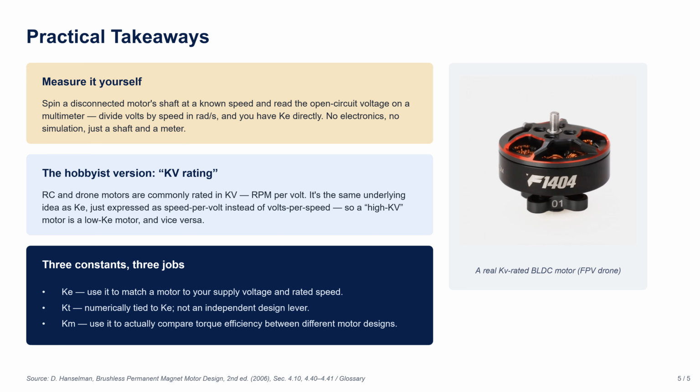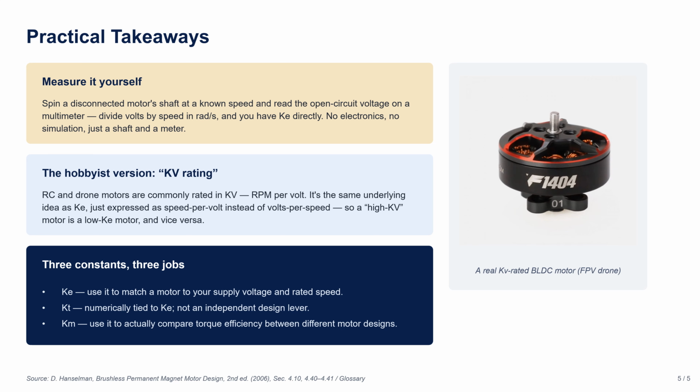Second, if you've worked with RC or drone motors, you already know a version of this constant. It's called kV, rated in revolutions per minute per volt, and it's the same underlying physical idea as Ke, just flipped. Speed per volt instead of volts per speed. A high kV motor is simply a low Ke motor. That's a real example right there, an FPV drone motor rated in kV on its own datasheet.